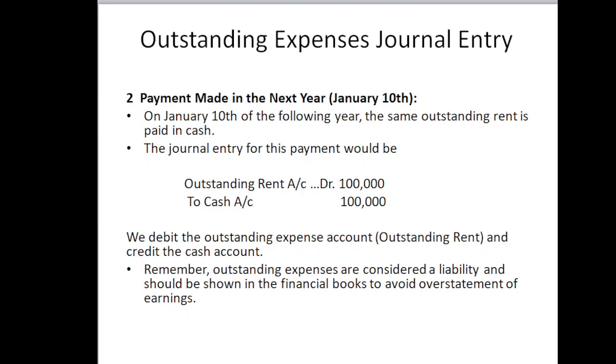Payment made in the next year. On January 10th of the following year, the same outstanding rent is paid in cash. The journal entry for the payment would be outstanding rent account debit to cash account. We debit the outstanding expenses account and credit the cash account. Remember, outstanding expenses are considered a liability and should be shown in the financial books to avoid overstatement of earnings.